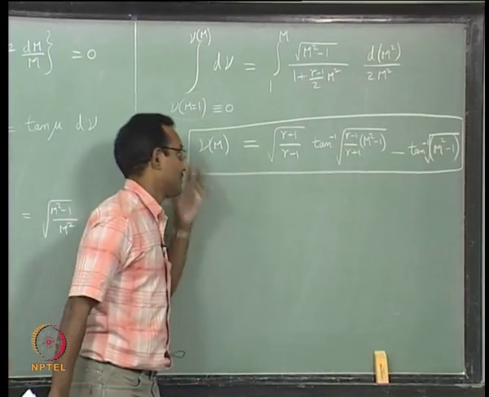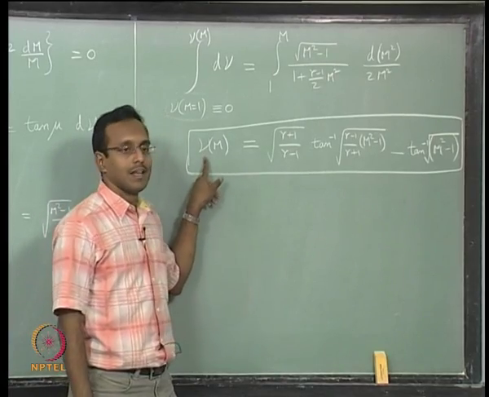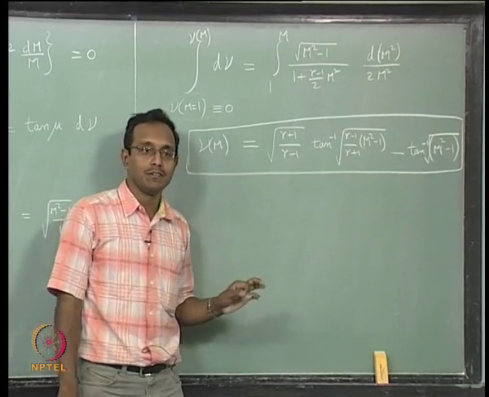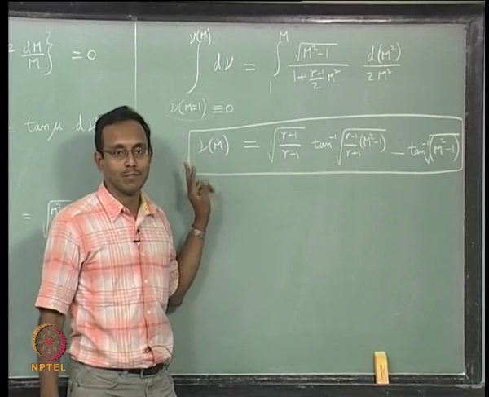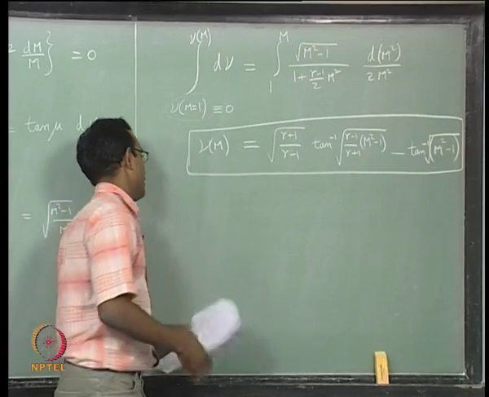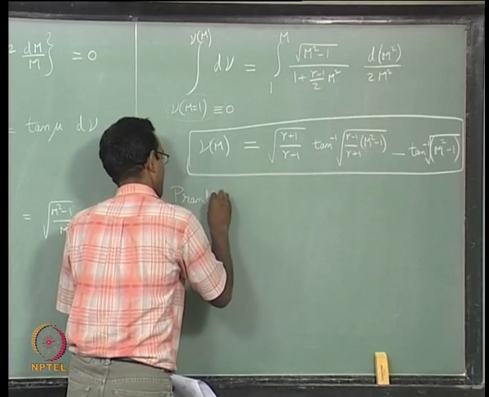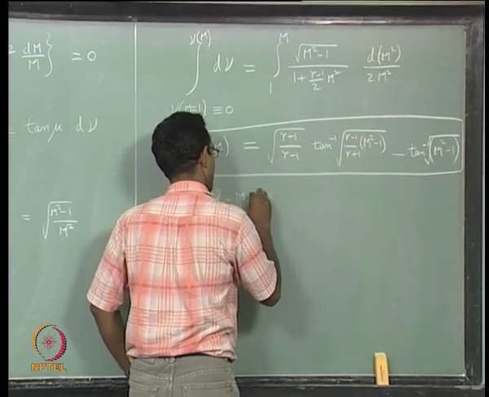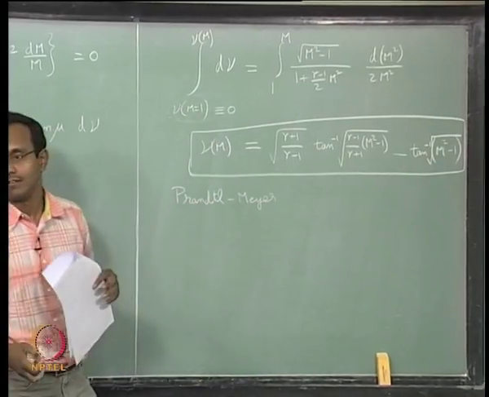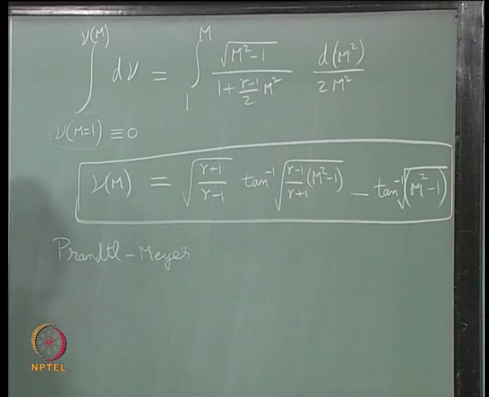This is a function which is purely a function of gamma and M only, and I can tell you for every Mach number some value called the Prandtl-Meyer angle. This is called the Prandtl-Meyer angle. I will write that at least once. Prandtl-Meyer angle. Now, how will I use this is the next question.